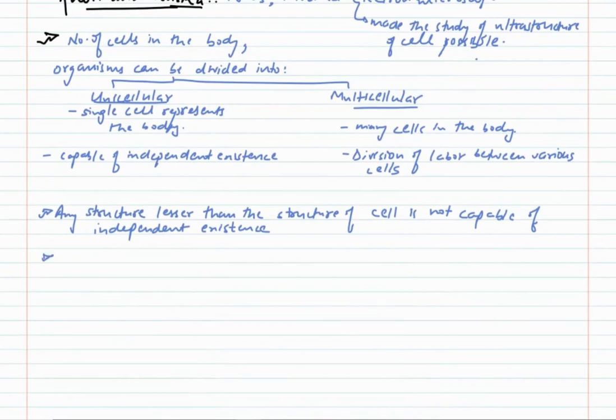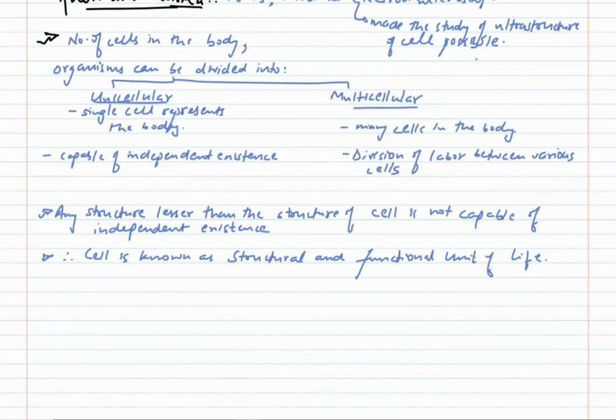Therefore, the cell is known as the structural and functional unit of life. Structural because all living beings are made up of cells. Functional because all the metabolic reactions take place inside the cell.